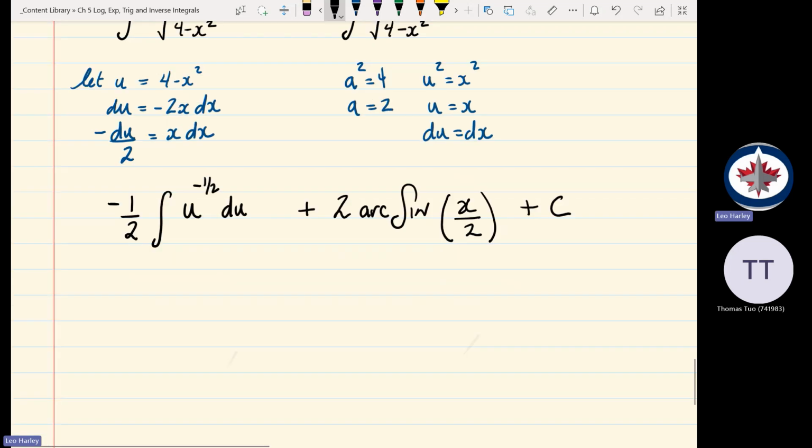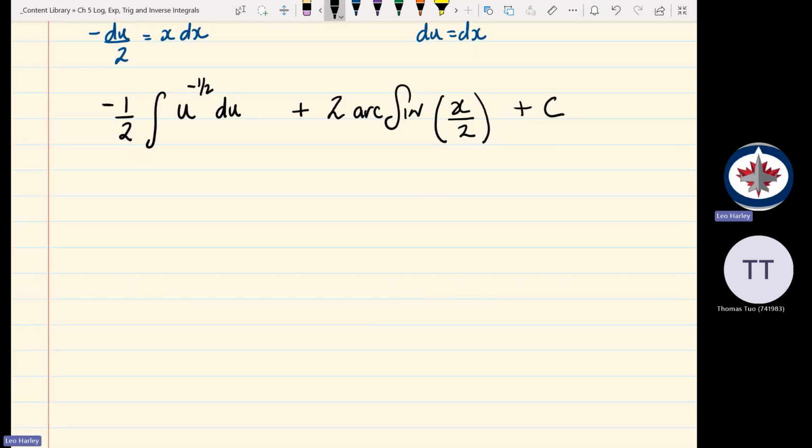Moving on from here, we can clean up the other one. It's simply going to be minus 1/2. Uh-oh. It's moving on me. That's a bad sign. Minus 1/2. And then is it going to be u to the power of 1/2 multiplied by 2? This is not a good sign.